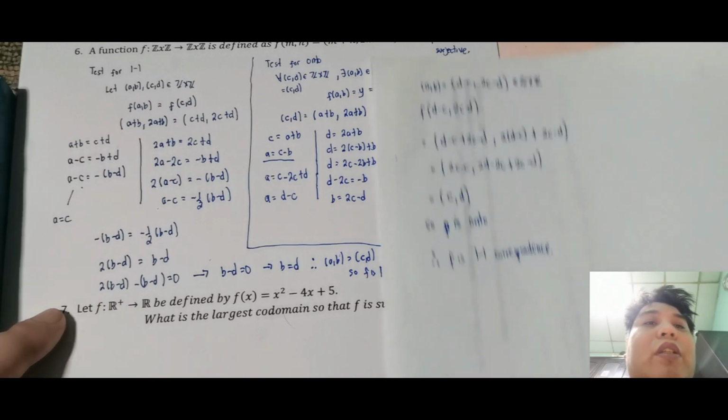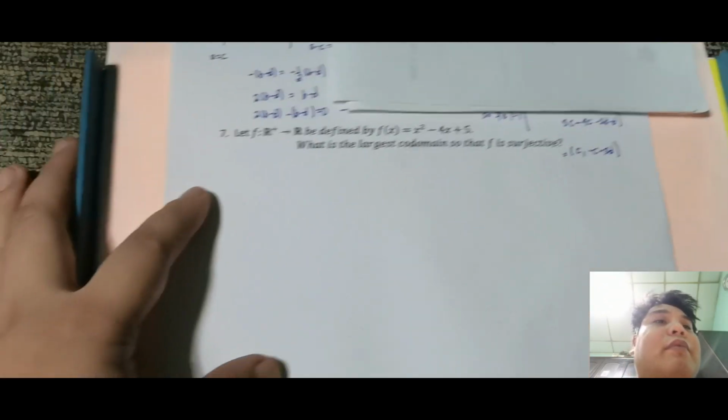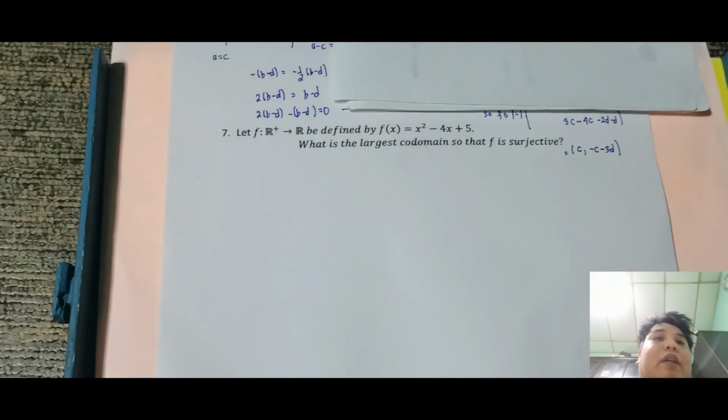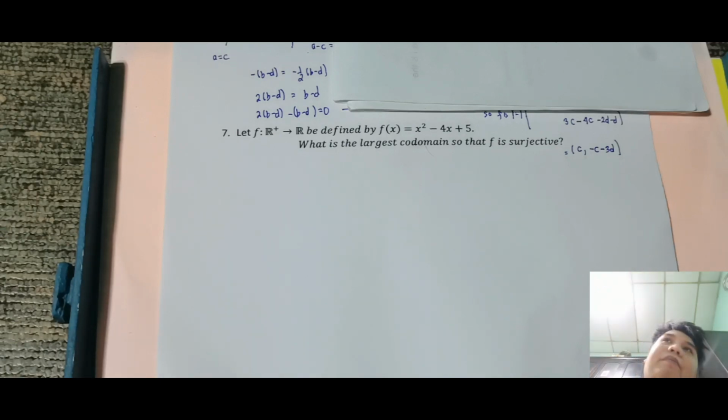Okay, so let us proceed dito sa last. Okay, so let f be a function mapping from R plus going to R, be defined by f of x equal to x squared minus 4x plus 5. What is the largest codomain so that f is surjective? Okay, so what is the largest codomain?